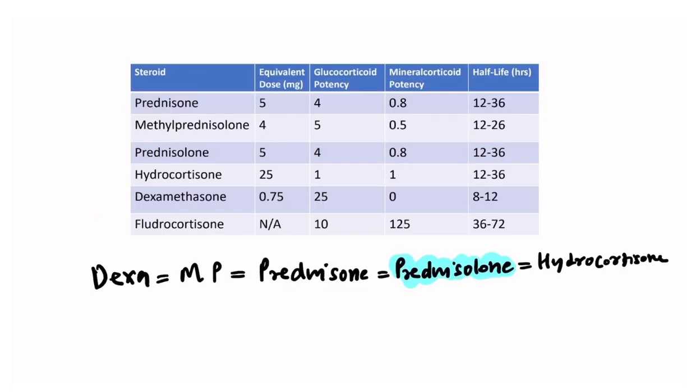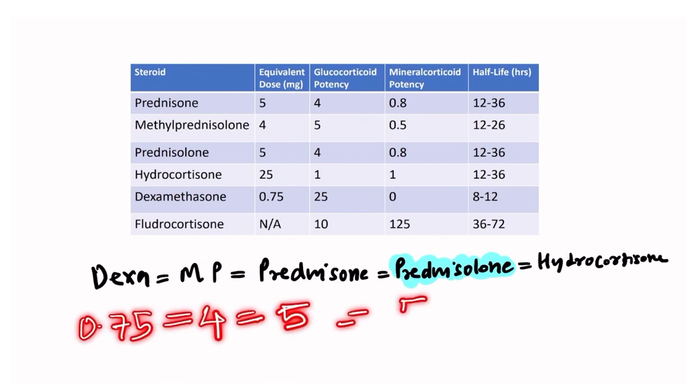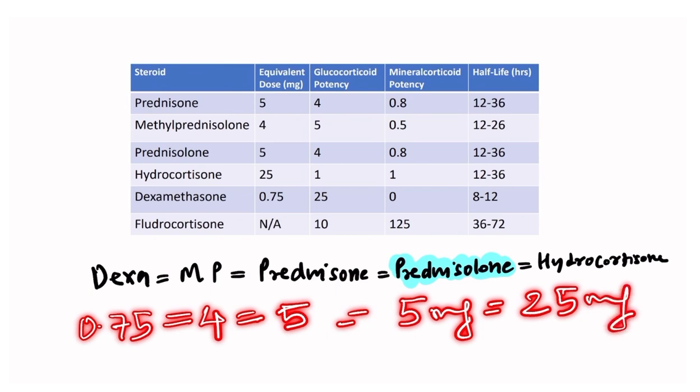Now, this is a very important and famous table, that is the conversion rate of these glucocorticoids. As we can see, 0.75 mg of dexamethasone is equal to 4 mg of methylprednisolone is equal to 5 mg of prednisone is equal to 5 mg of prednisolone and is equal to 25 mg of hydrocortisone. And this is a must know table and you should always remember this.